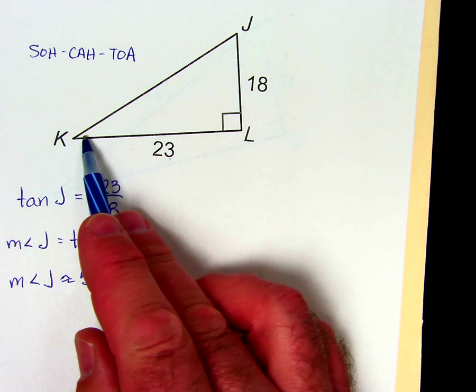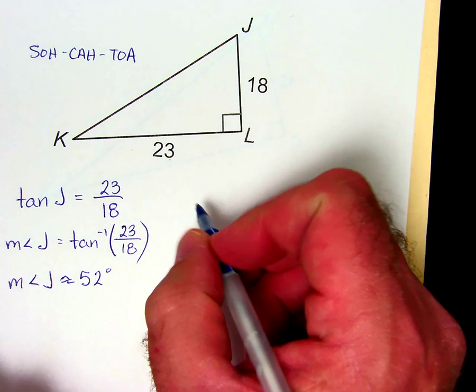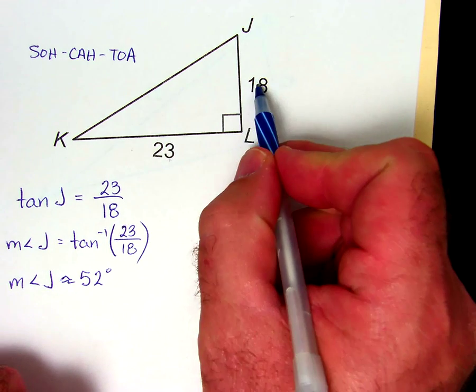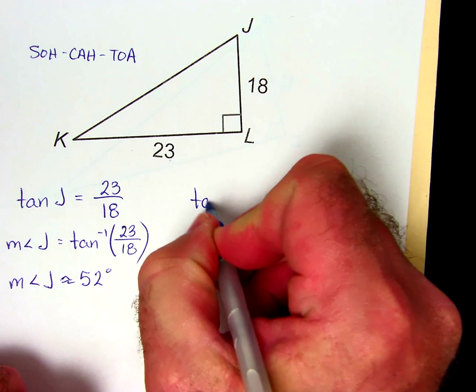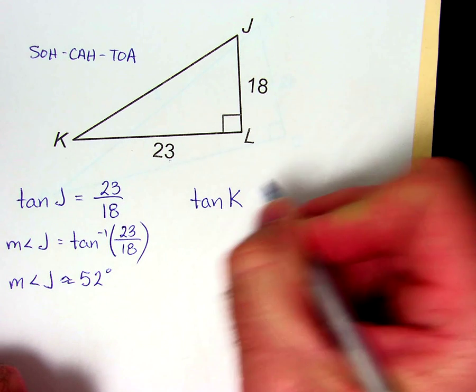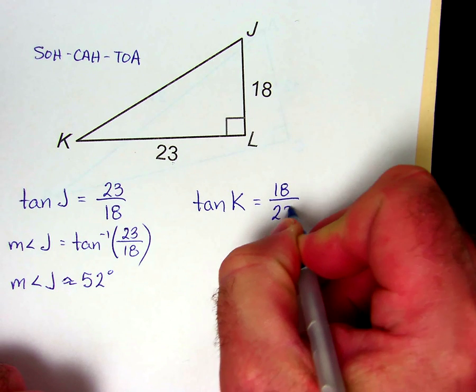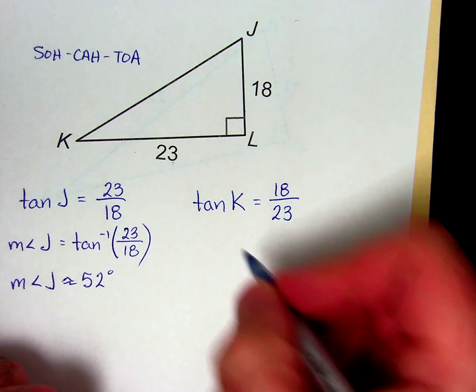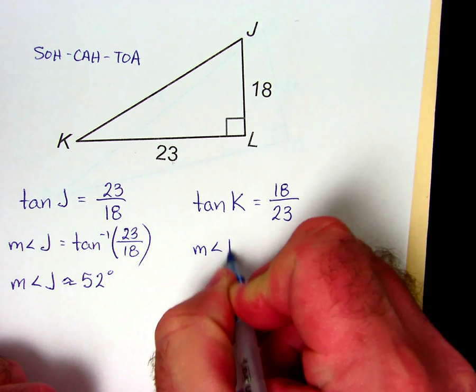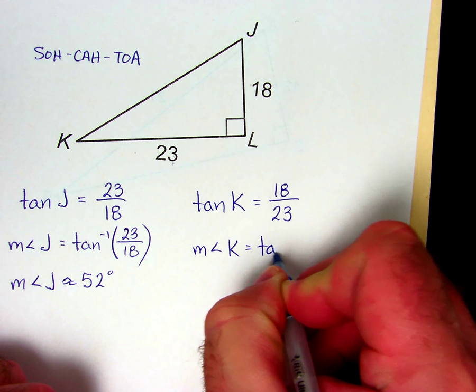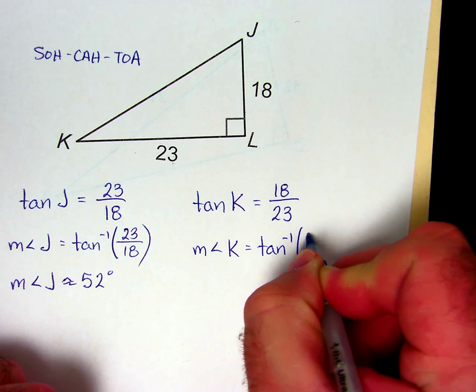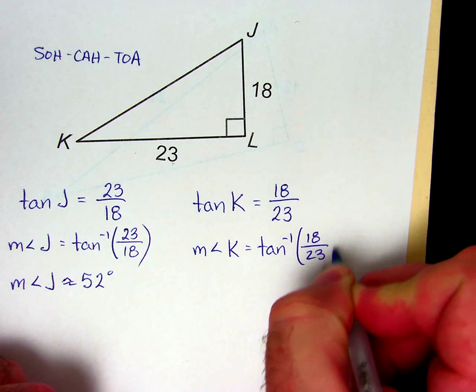Okay, we also need to find angle K. So we would know, again, opposite leg, adjacent leg, this is going to be tangent as well. But here we have 18 divided by 23. So the measure of angle K is the inverse tangent of 18 divided by 23.